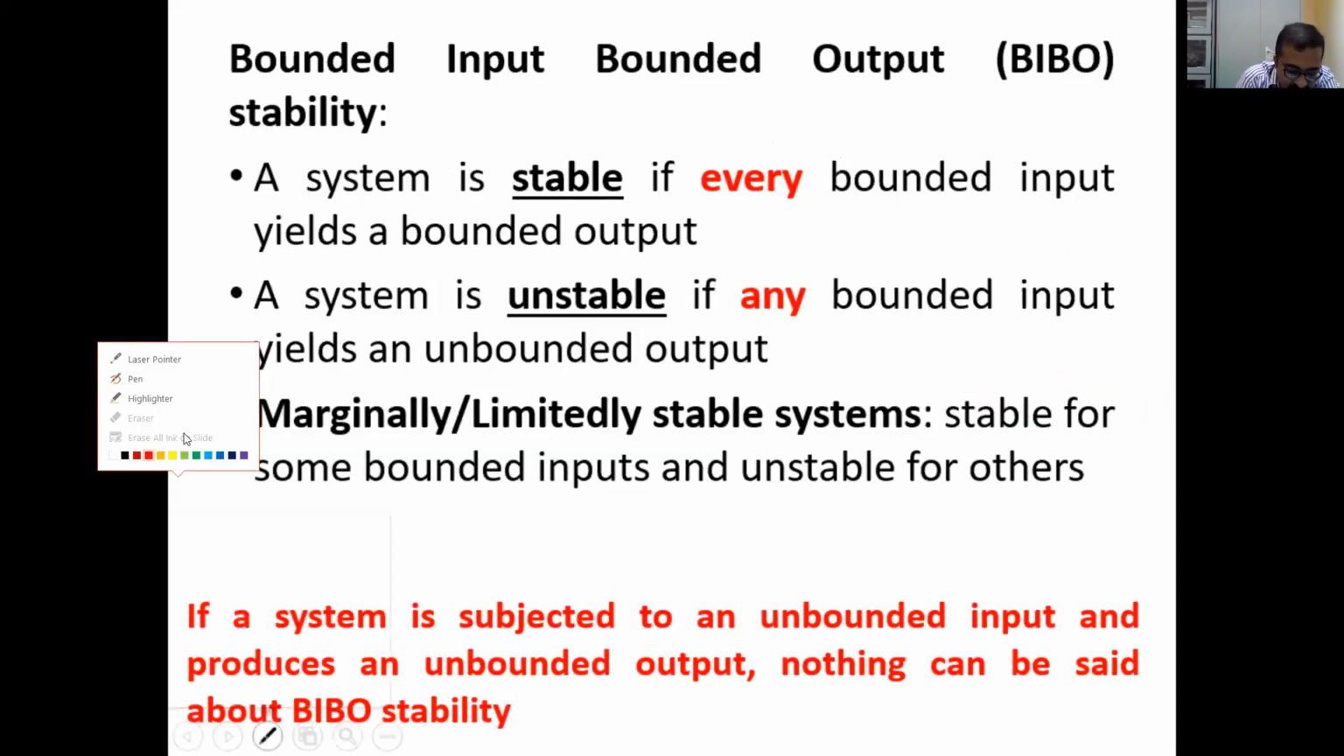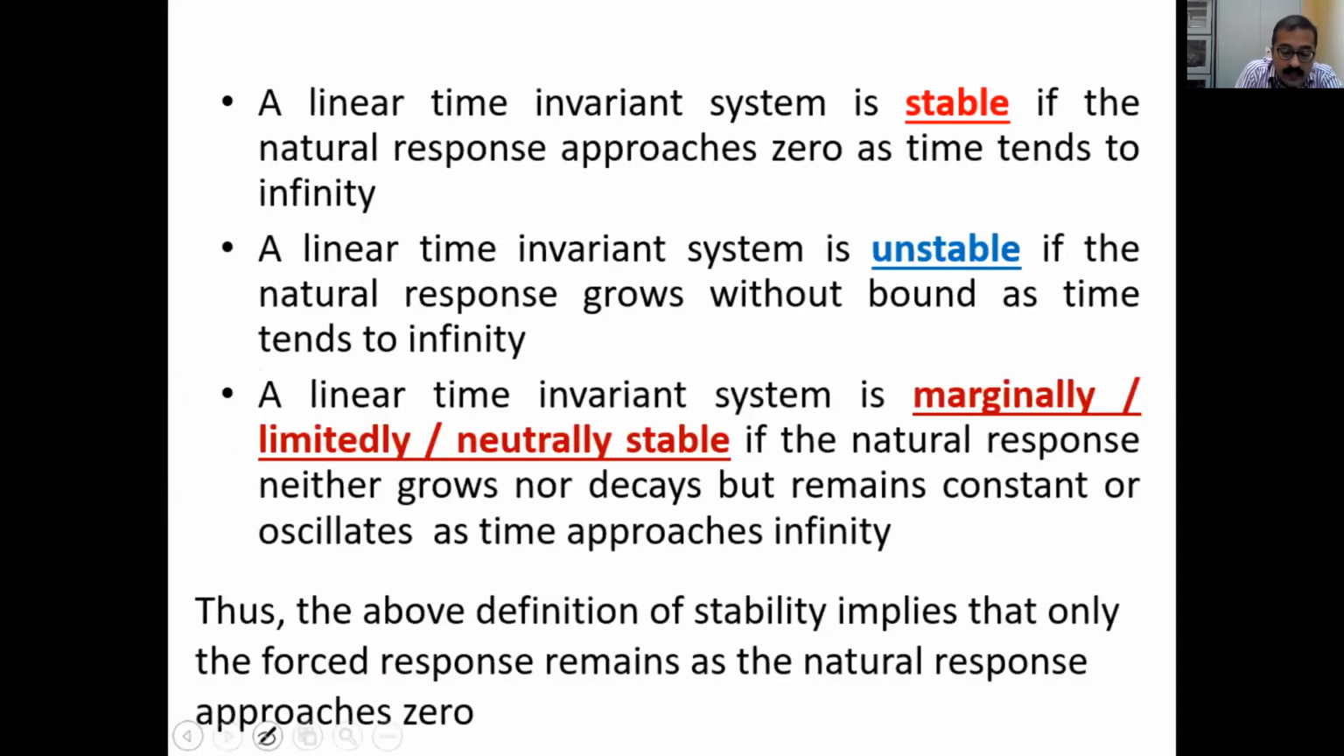A system is said to be stable if the natural response approaches zero as time tends to infinity. If the natural response diverges or grows without bound as time tends to infinity, then the system is said to be unstable. Any system in which the natural response neither grows nor decays, but remains constant or oscillates as time tends to infinity, is called a neutrally stable system, or marginally stable system, or limitedly stable system.